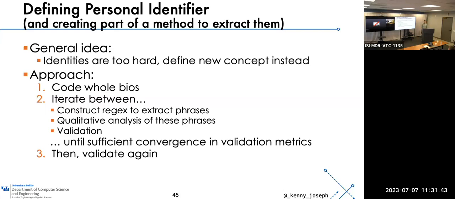Okay, and so the way we did this is we did a whole bunch of qualitative work where we just looked at phrases that we chopped up with regular expressions. We fixed the regular expressions, we looked at the phrases again, we came up with a code, a definition of these personal identifiers, and then a regular expression that we could use to chop bios up in ways that got most of these personal identifiers.